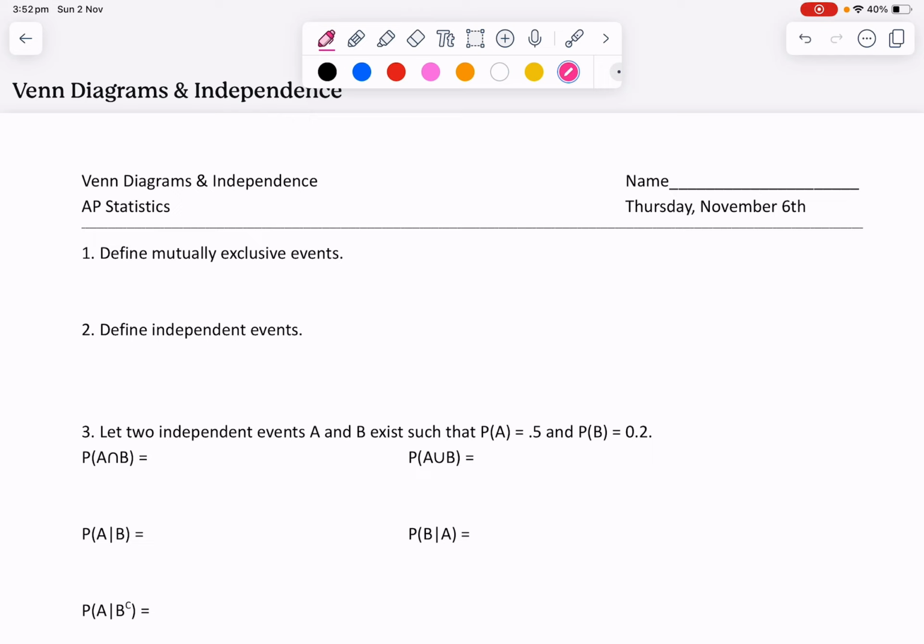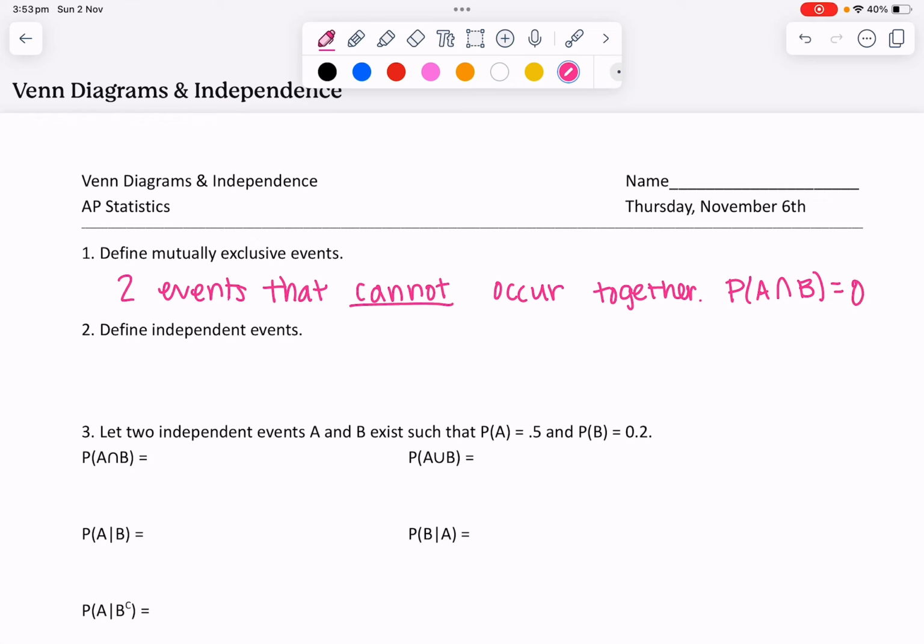So 2 mutually exclusive events. These are 2 events that cannot occur together. So the intersection is 0. So that was a Venn diagram. It would be 2 circles, not touching.